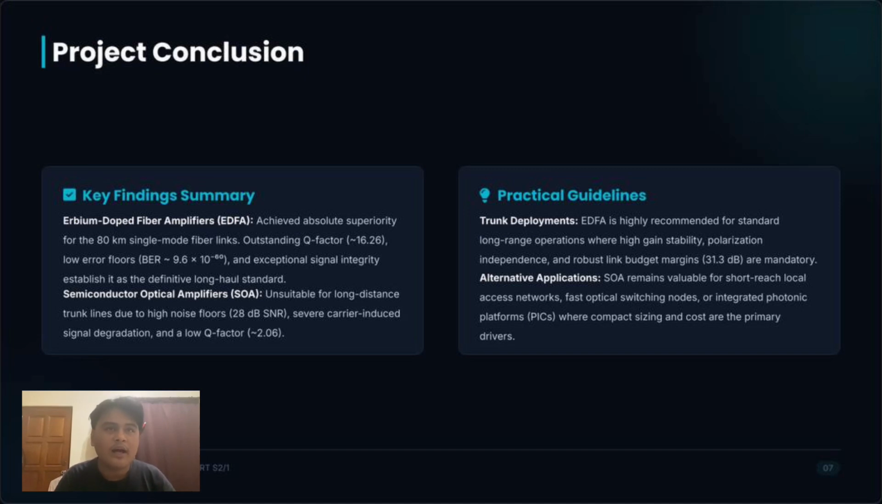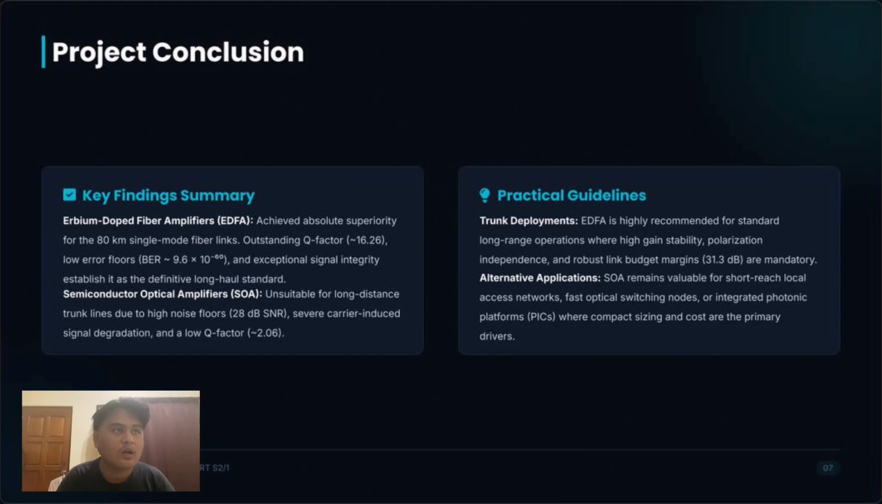So for the summary, the erbium-doped fiber amplifier EDFA achieves absolute superiority for the 80 km single-mode fiber link. Its outstanding Q factor, low error floor, and exceptional signal integrity establish its definitive long-haul standard. The optical amplifier SOA is unusable for long-distance trunk lines due to its high noise floor of 28 dB, severe carrier-induced signal degradation and low Q factor.